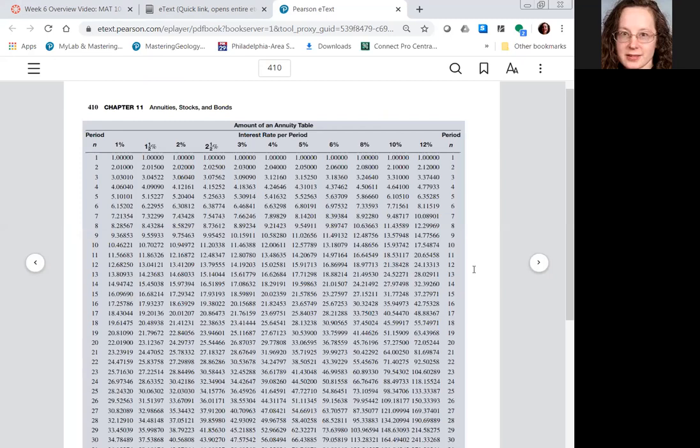So we have tables just like we did in chapter 10, and I do recommend that you use these tables. They again take care of the exponential portion of the equation, and you will just take this table value and multiply it by the payment value.